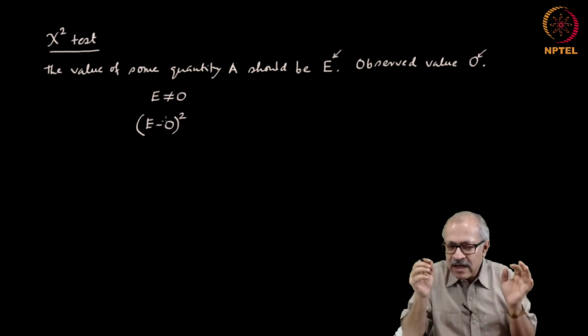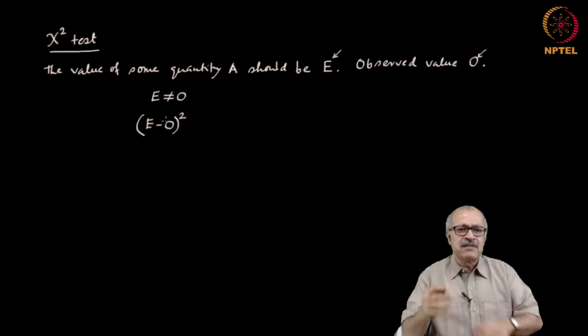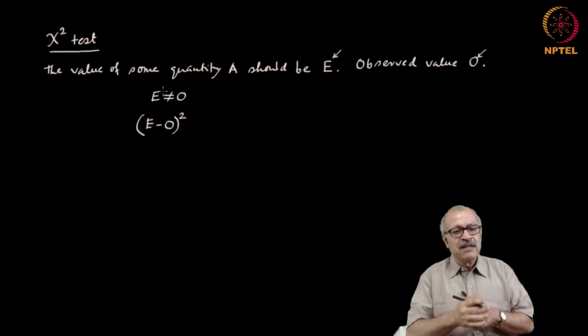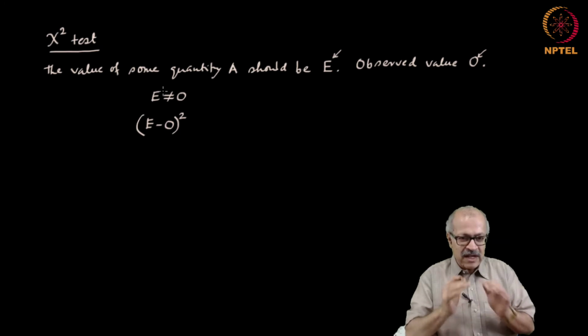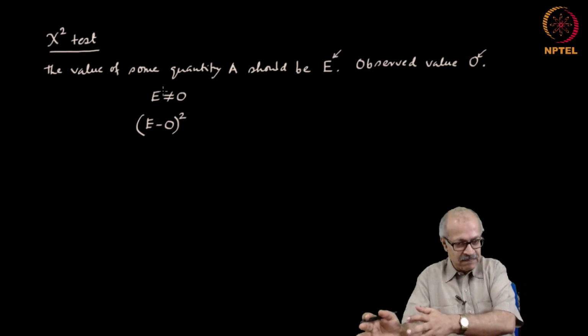If it behaves like a random variable, you are more or less certain that the differences between E and O are due to random fluctuations. You do not have enough reason to say that the theory is wrong. But if there is a systematic fluctuation, then you would say that the theory is wrong, and in that case it does not behave like a random variable.